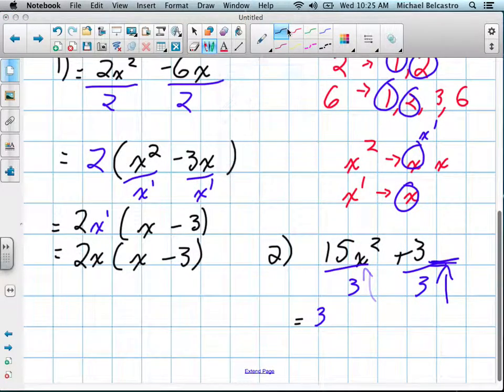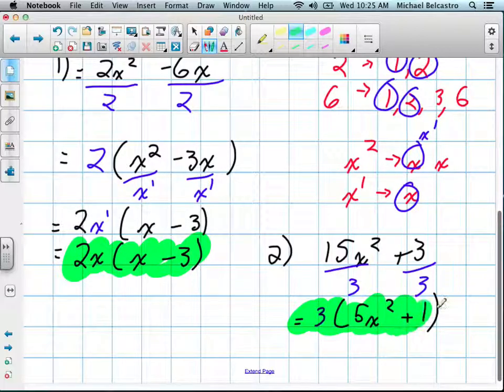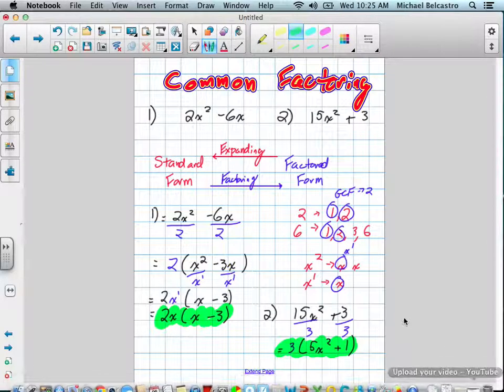The variable is going to have to stay. So what would 15x squared divided by 3 be? 5x squared. 3 divided by 3? That's 1. That's our answer to the first question. This is our answer to the second one. That's essentially common factoring.